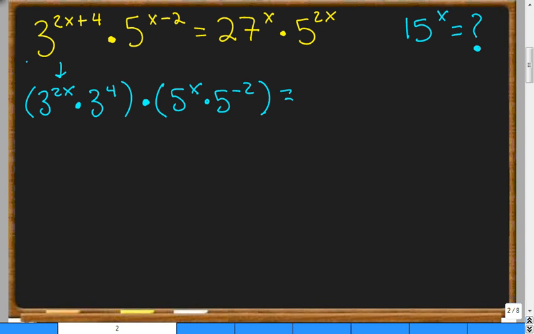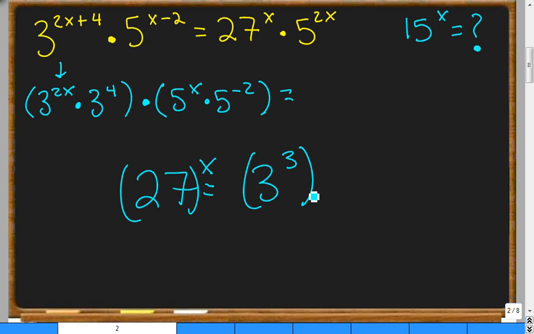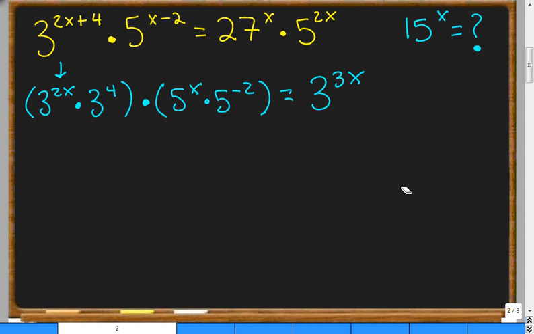Well, this side is all in terms of 3's and 5's. So I need to figure out, how do I turn this into either a base of 3 or a base of 5? Well, 27 is the same thing as 3 cubed. So 27^x is (3^3)^x. Well, what's that equal? Our rule said that we multiply exponents, so it's 3^(3x). So this is the same thing as 3^(3x) times 5^(2x).